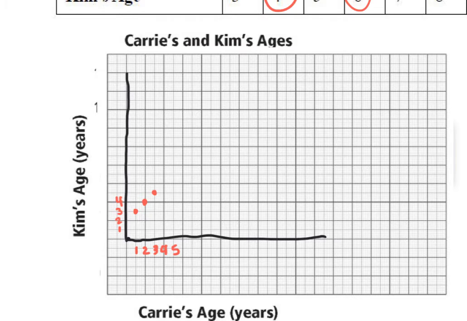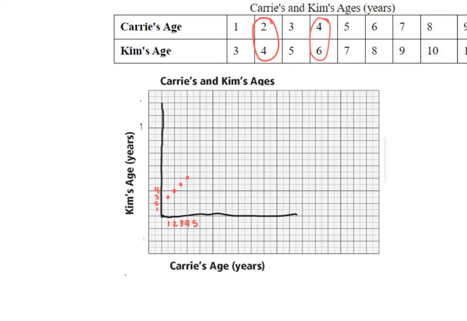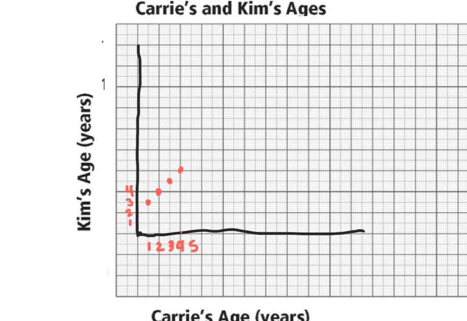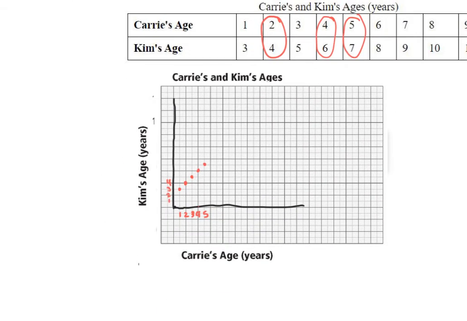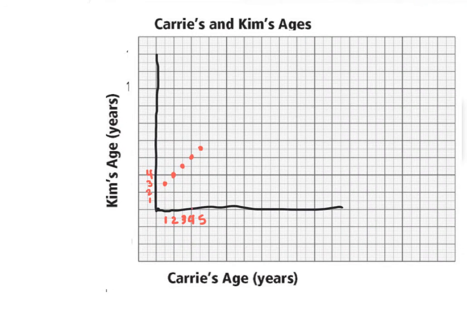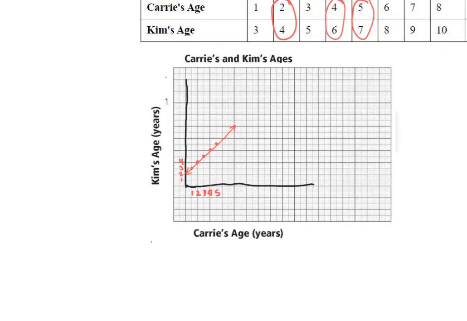So let's go to the right 4 units. This is right here. And up 6, we go here. And let's do one more. When Carrie is 5, Kim is 7. So 5, and then we go up 7 spaces. We should end up right here. Okay? Now we have created a bunch of dots, and they are in a line. So that's how we graph it.